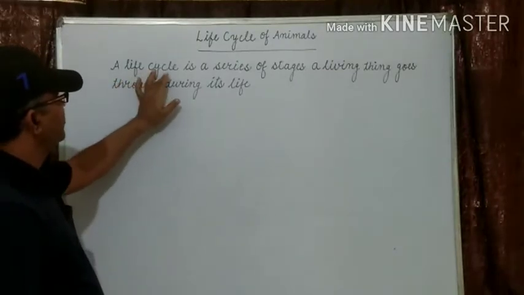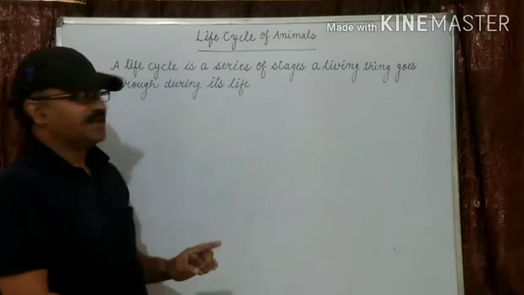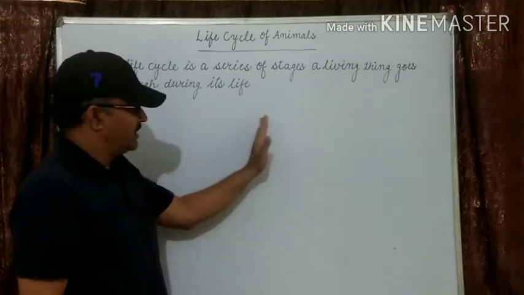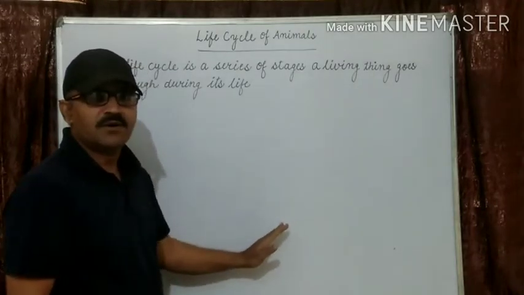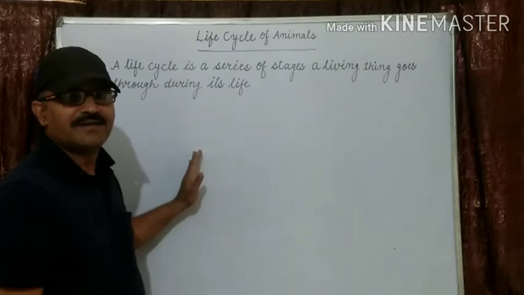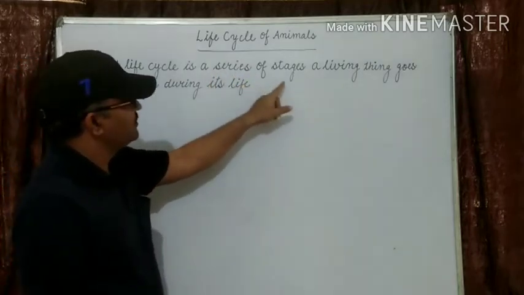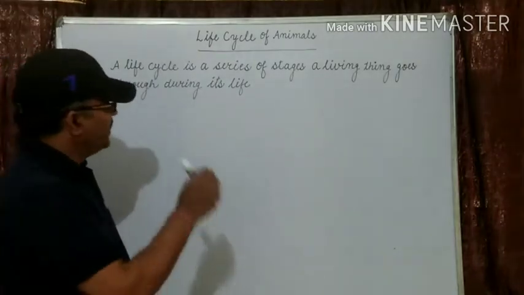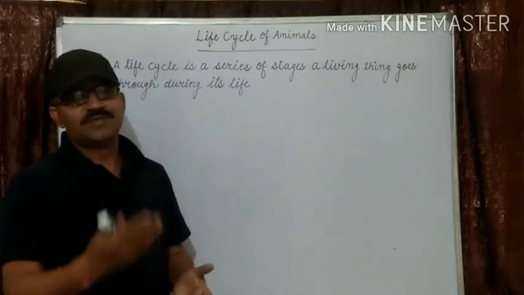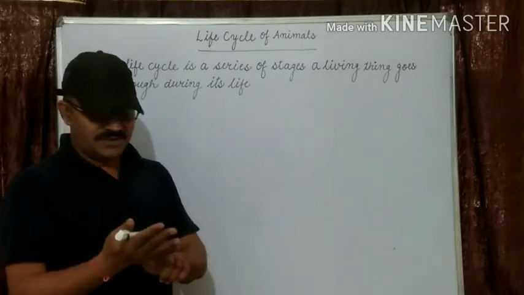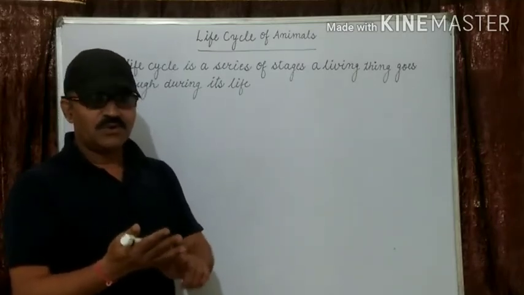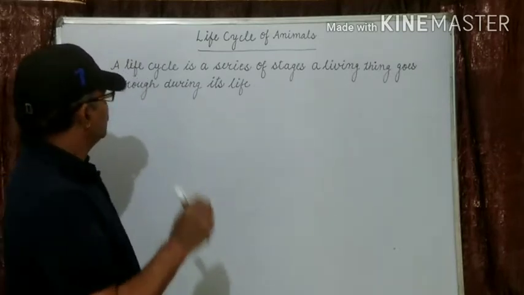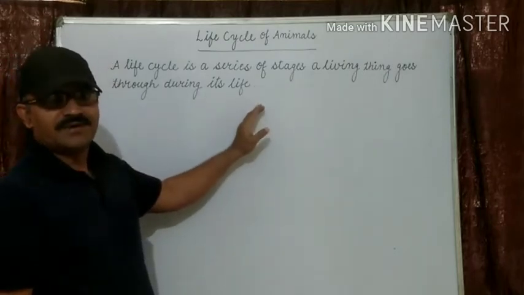A life cycle is a series of stages. Series of stages means there are some stages: baby, adult, old, and then die. It is a series of stages a living thing goes through during its life. During a living thing's life, there are many stages: childhood, adulthood, old age. These are the stages every living thing goes through during its life.